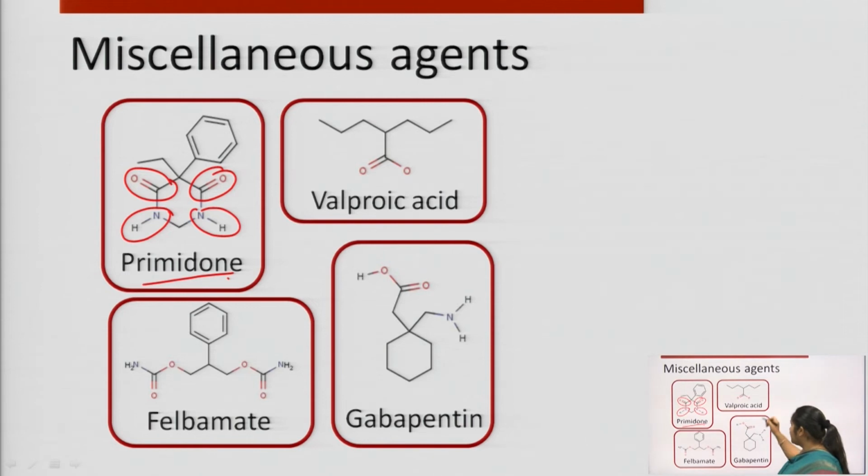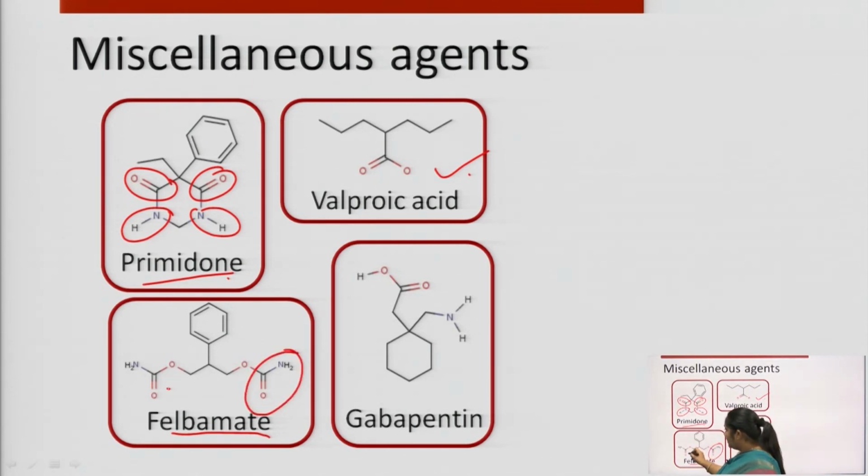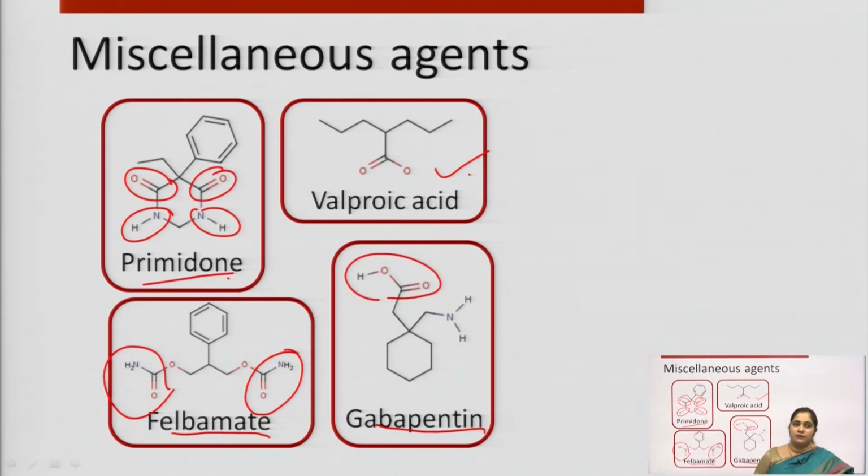And then we have valproic acid, whose structure we will look into further. We have felbamate, in which we can clearly see we have a CONH2 group there also, and in the case of gabapentin we have a COOH, that is a carboxylic group, present in this drug. So, these are the examples of miscellaneous agents: primidone, valproic acid, felbamate and gabapentin.